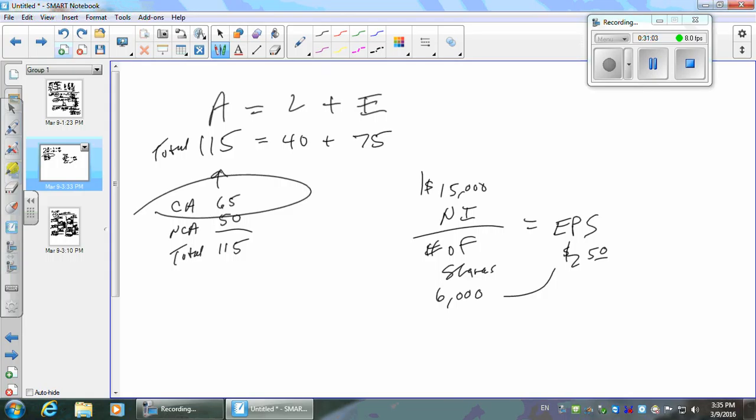You don't have to remember any formula or anything. It's just kind of common sense, isn't it? If every share earned 250 and there's 6,000 shares, well, I guess they all earned 15,000. Just multiply it together. Okay?